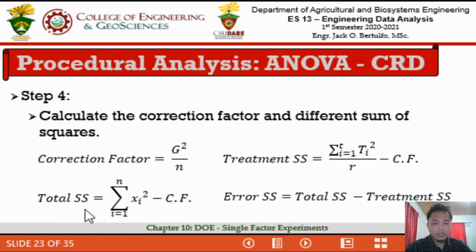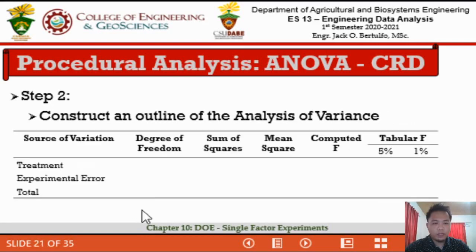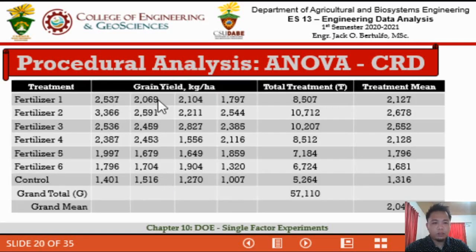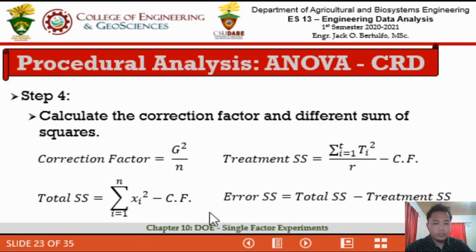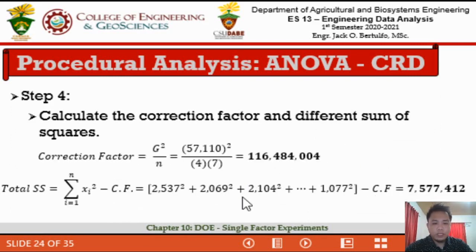Then total SS, sum of square, is just the sum of the squared of all observed variables, kanitanan dere, kanay 1, 2, 3 kanitanan, minus the correction factor. Then error SS is just equal to total SS minus the treatment SS. Okay, so using sa atong data nga na-gather, let's solve that.